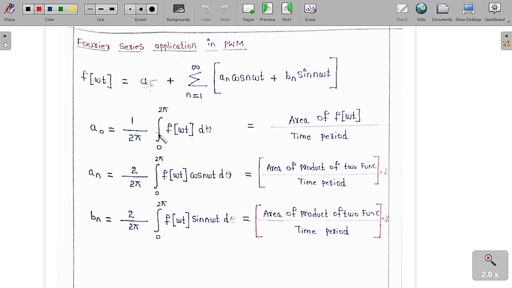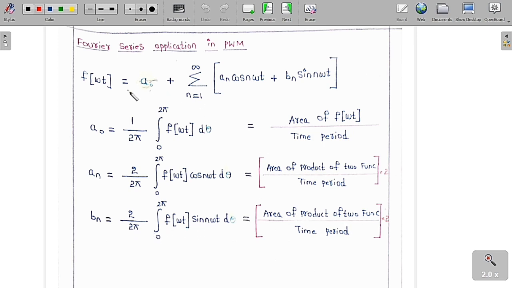So a naught we can also call the area of f of theta by the time period. Similarly, a n is 2 times the area of the product of two functions by the time period. Similarly, b n is the area of the product of these two functions by 2 pi into 2.